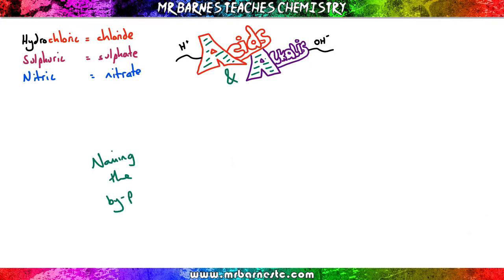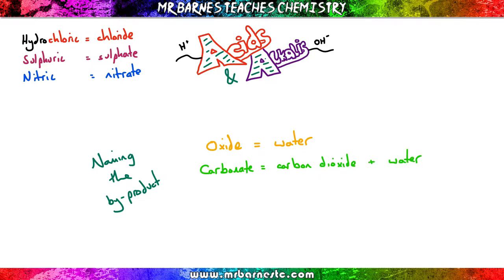You also need to know the byproduct. There are three situations you need to remember. If you have an oxide, water is produced as your byproduct. If you have a carbonate, you get carbon dioxide and water. And if you have nothing, so no oxide, no carbonate, you always get hydrogen given off.